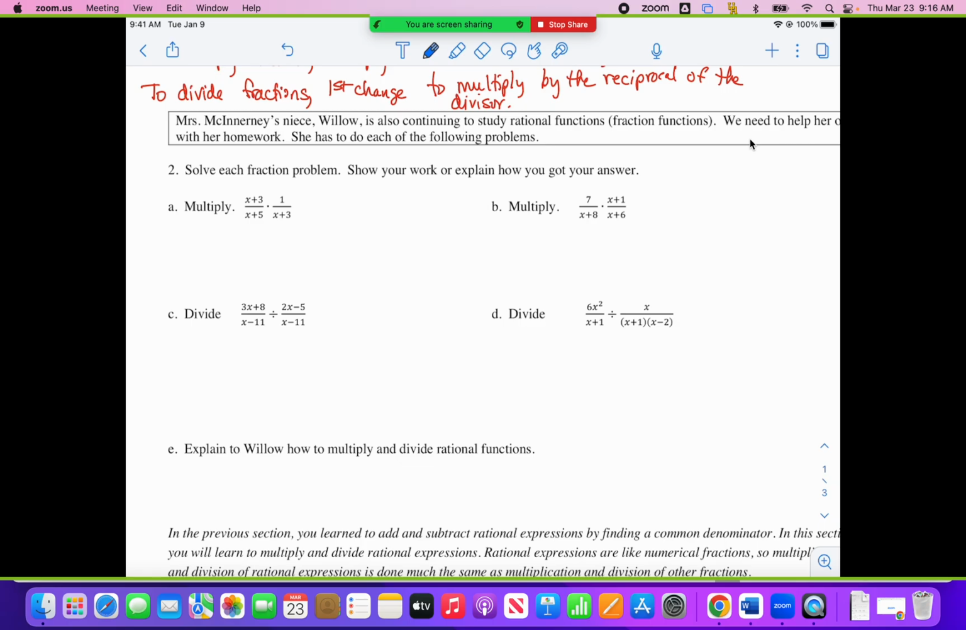All right, in letter A, did you cancel the x plus 3's? Because those are factors, and you have 1 over x plus 5. Here, nothing canceled, and I end up with 7 times x plus 1 over x plus 8 times x plus 6. You do not need to multiply it out, because we want to check to see if you can reduce, and so factored form is best.